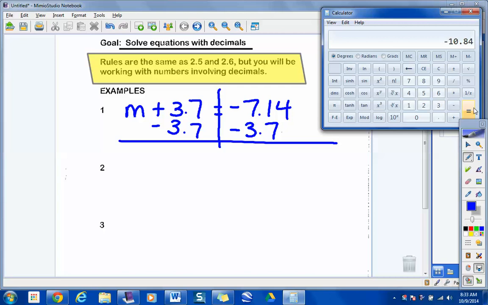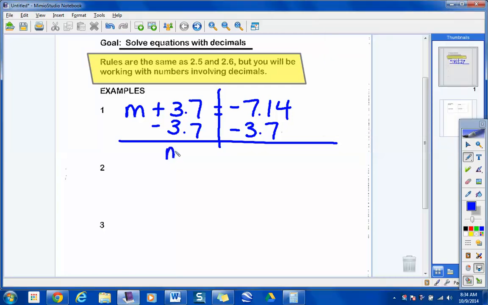Good, John, very good. So what am I going to write here, gang? m equals negative 10.84. Are you guys in agreement that there's nothing really different here process-wise? We're just going to get some goofy-looking answers now as they relate to decimals. You guys agree? Yes, I agree.